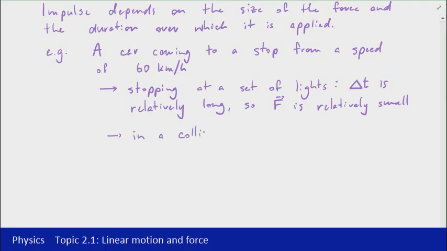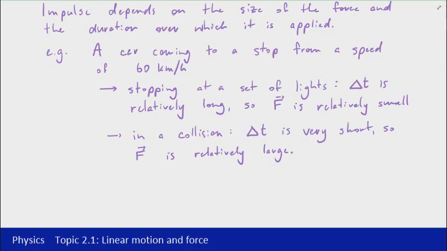So in a collision where the car is travelling at 60 kilometers per hour, delta t is going to be really quite short. So the time for which the car comes to a stop is now extremely short, and so that means that the force is relatively large. So obviously if you're coming to a stop, you want that stop to be occurring over a long period of time, so that the force that's required to cause that change in momentum will be quite small.